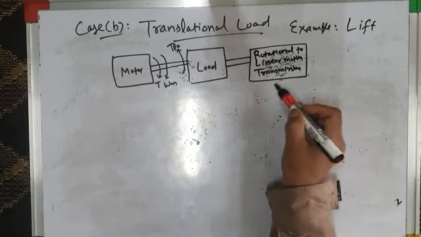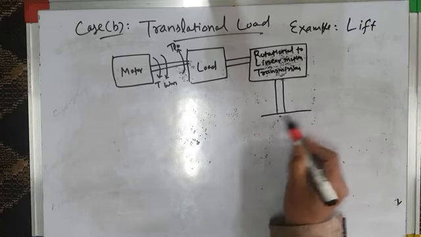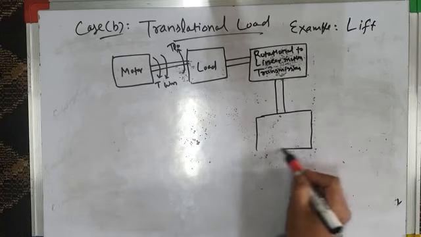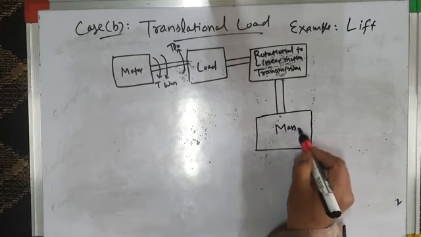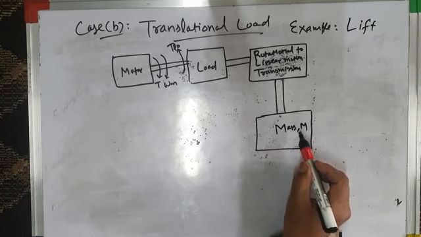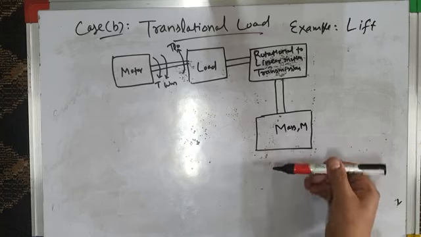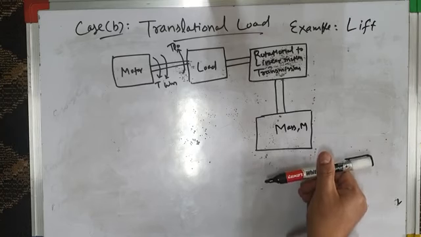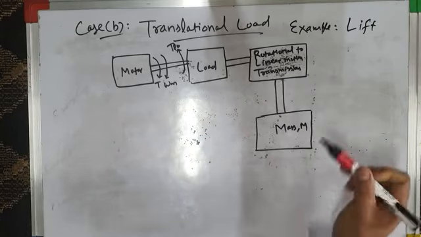Okay, and then it is coupled with the mass M. This is mass M. This is the lift container in which the load, say human beings, are there, and we need to lift the human beings from one floor to another floor, bottom to top or top to bottom.